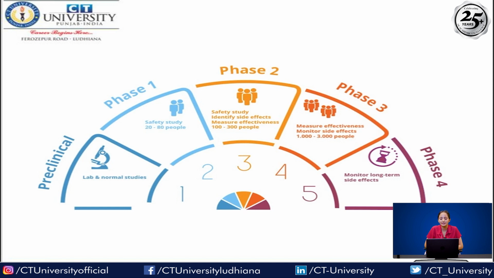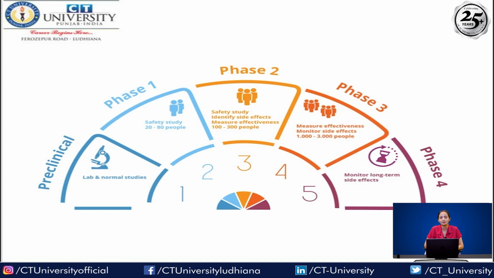So this is the basic difference between preclinical, phase 1, phase 2, phase 3 and phase 4. Preclinical includes lab and animal studies. Phase 1 is for safety and includes 20 to 80 people. In phase 2 we study safety, identify side effects and measure effectiveness, with 100 to 300 people.